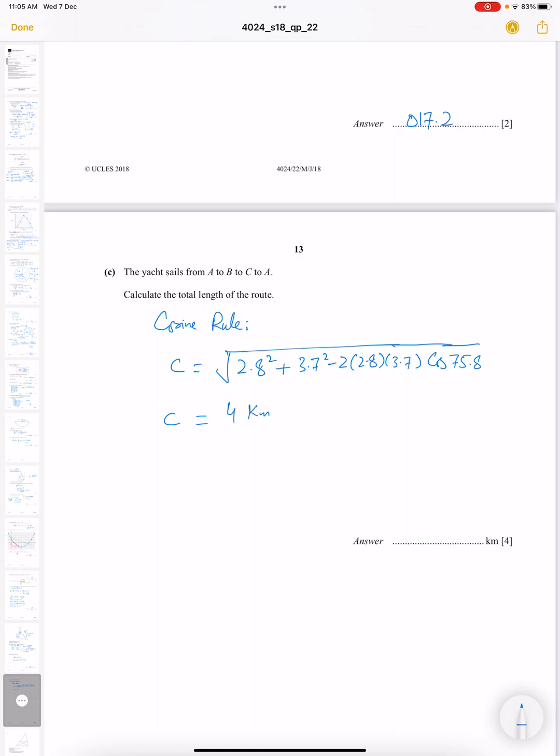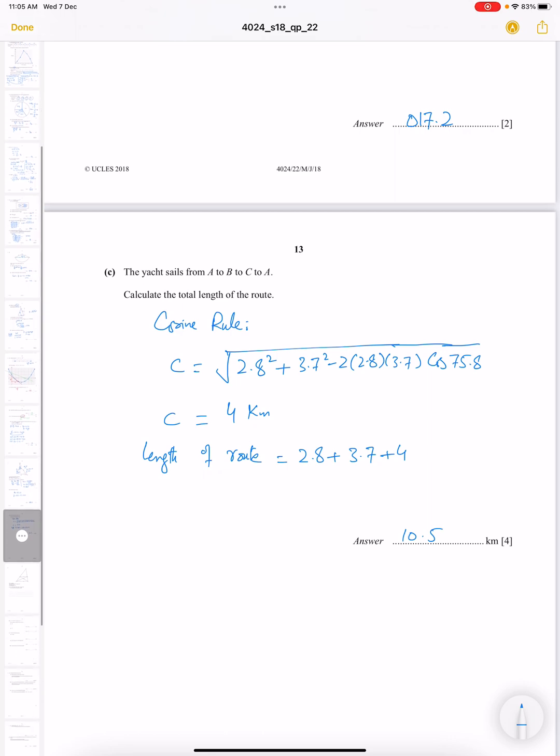So the total length of the route will be the sum of all of these routes: 2.8 plus 3.7 plus 4, and that becomes 10.5 kilometers, right? The next question.